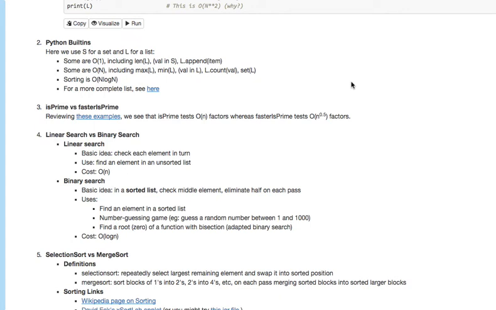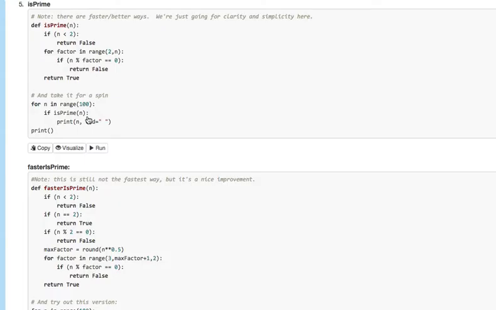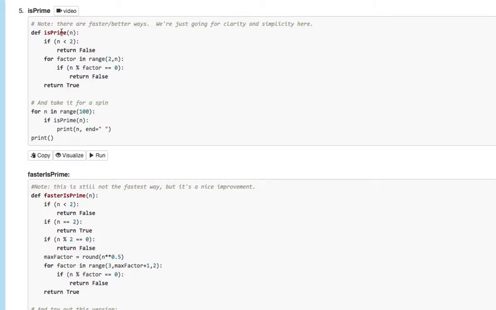Hi everyone! We're going to review why fasterisprime is actually faster than isprime. So let's look at these examples. Here we have isprime, and we have our factor checker going up from 2 all the way to n, not inclusive. So we're checking pretty much almost every single number that is smaller than n. And so the big O of this isprime function is actually O of n.